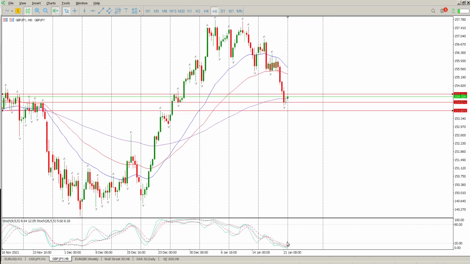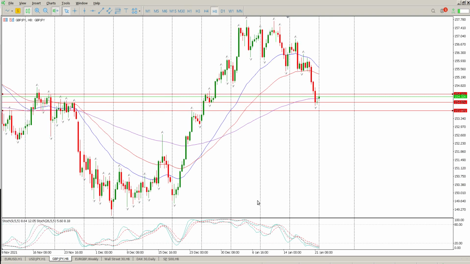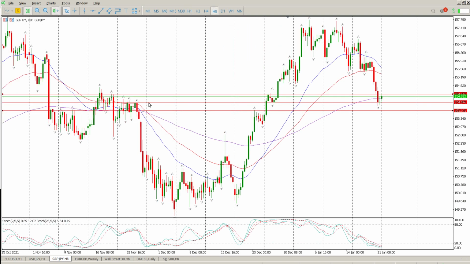Just be careful, because we are looking a little bit tired on the 8-hour. You can see grouping of the oscillators here well below the 20. And you've got a zone of support here. So if this one gives way, then definitely looking at 153.693, and that would be an opportunity to see if there's a buying opportunity down there. There is a level even further down, which would be down here at 152.655.